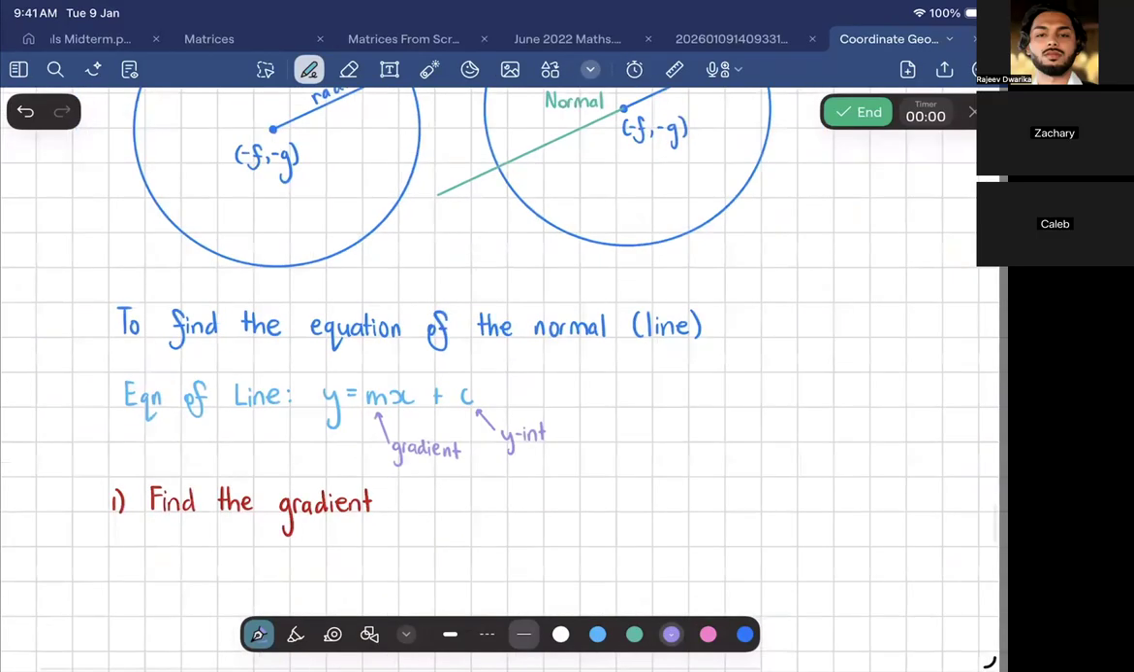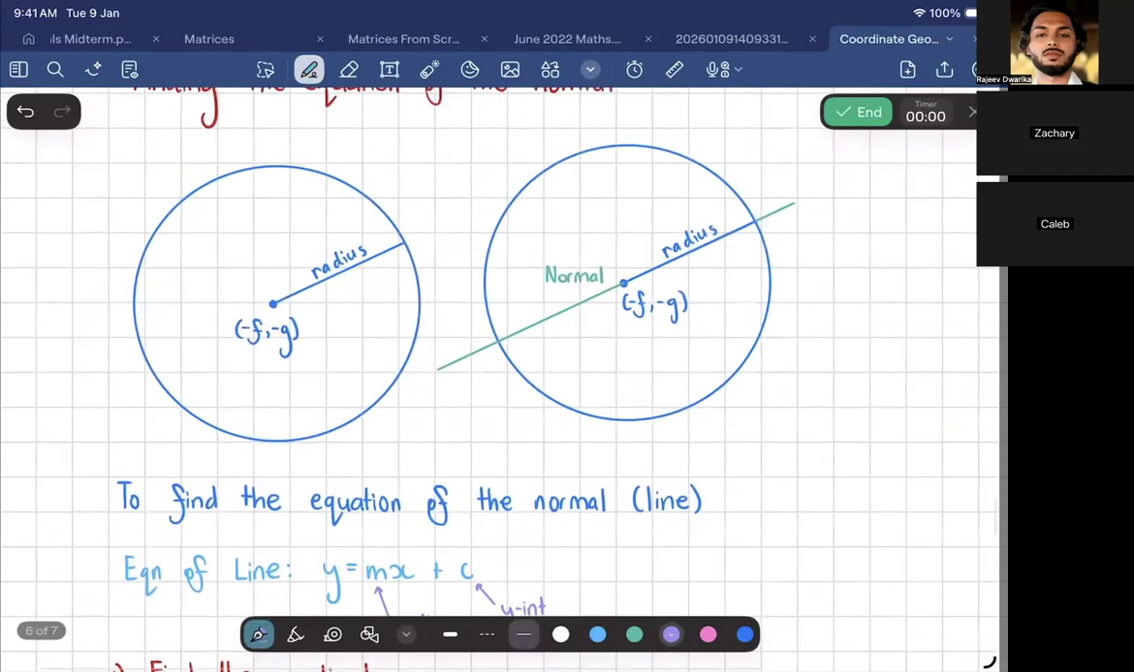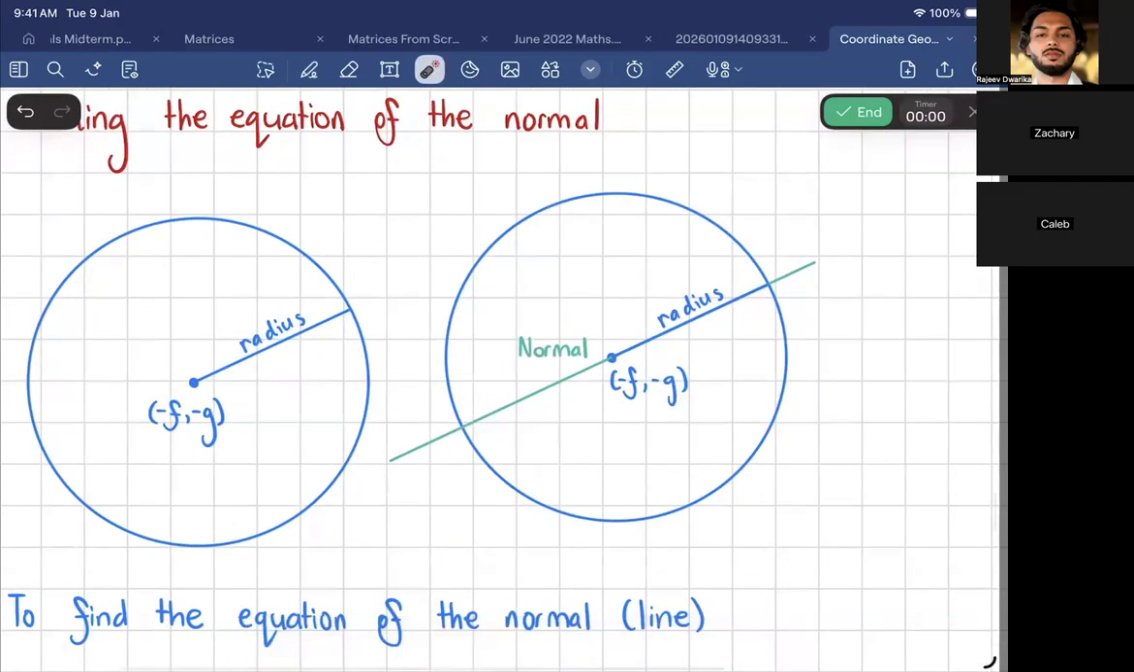You okay with that, right? Yes. Now, based on what I just said, you will always have your center point. So if you want to figure out the equation of the normal, you'll first need to figure out the gradient of the normal. We just said that the normal and the radius are parallel, and they're also collinear because they're on the same line. So can we all agree that the gradient of the radius will be the same as the gradient of the normal? Yes or no?